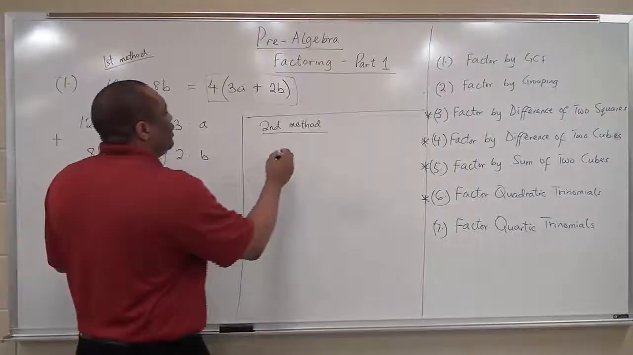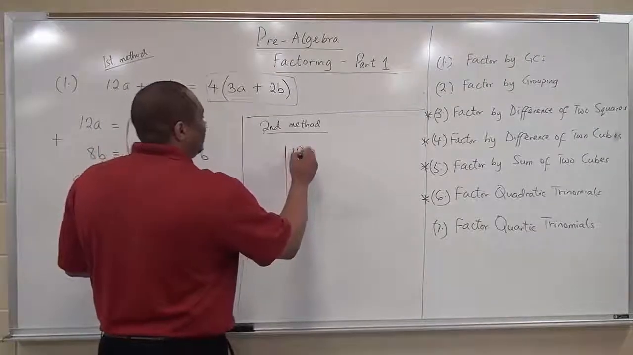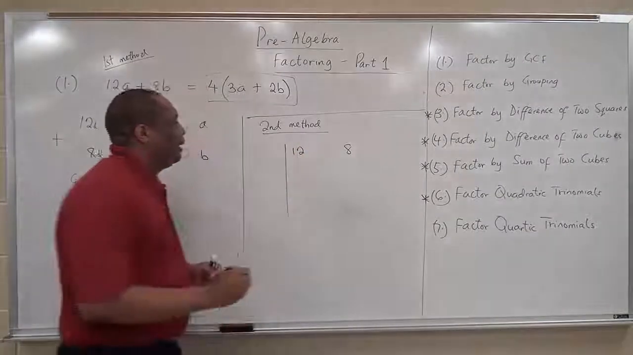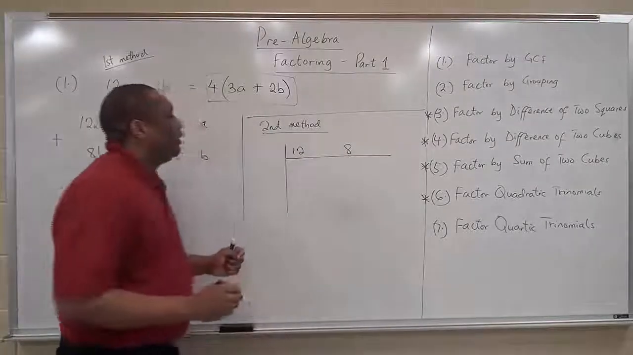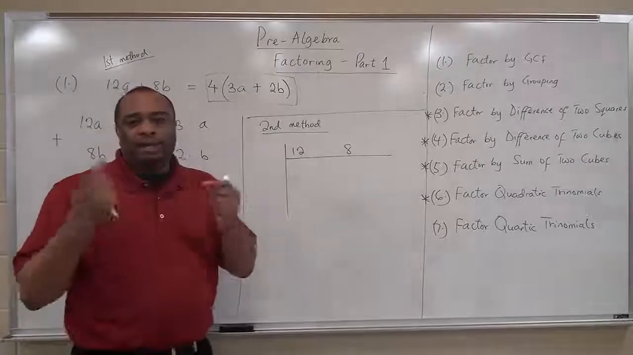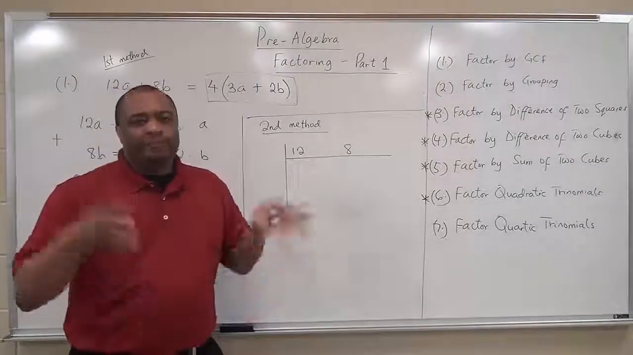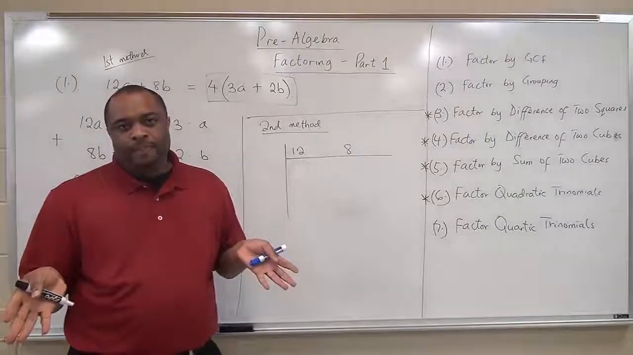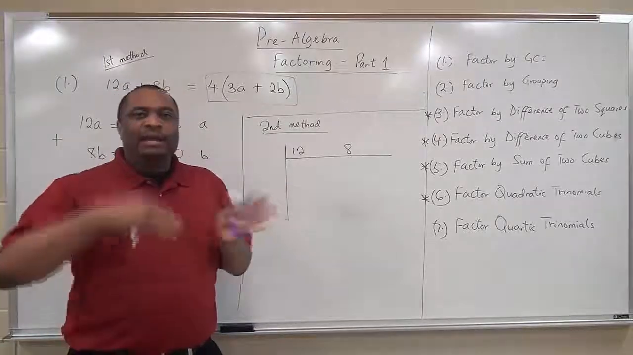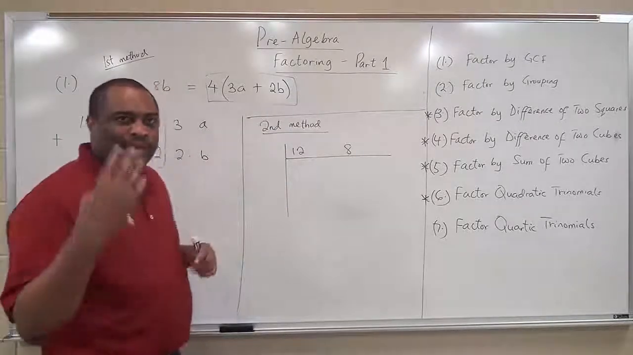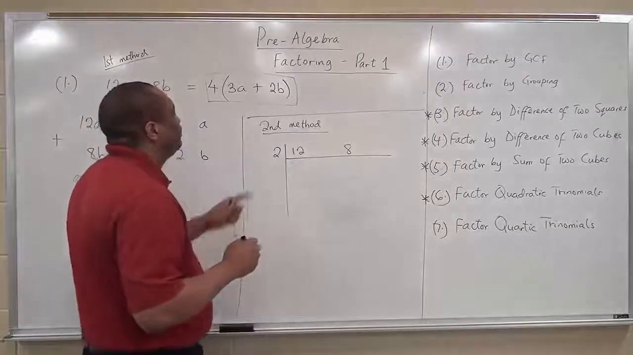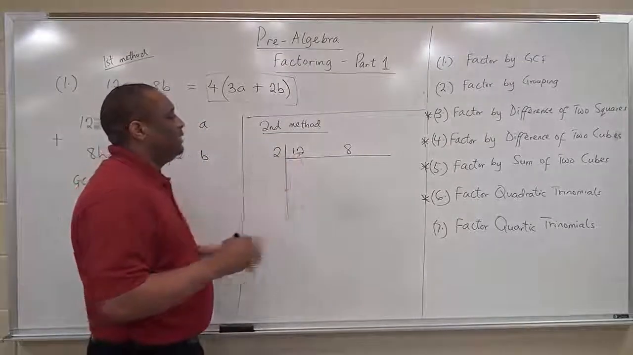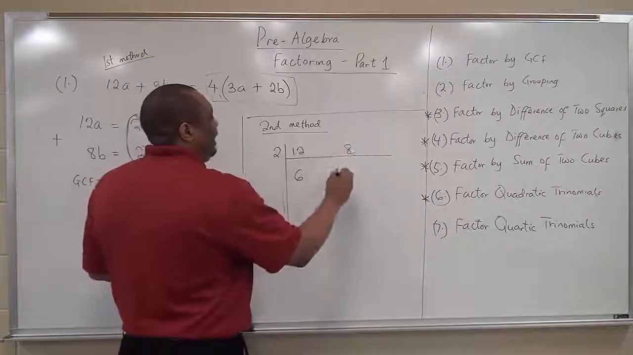So let's do numbers first. We have 12 and 8. Let's draw a line here. How this works is we look at only the factors that can divide 12 and divide 8. We start with the smallest, 2. 12 divided by 2 is 6, and 8 divided by 2 is 4.